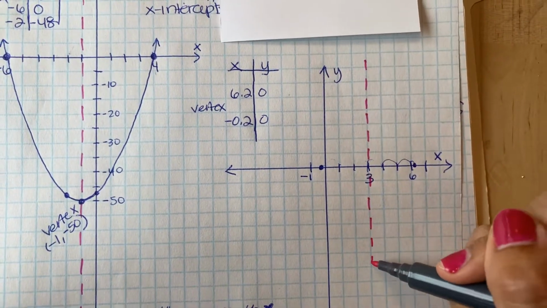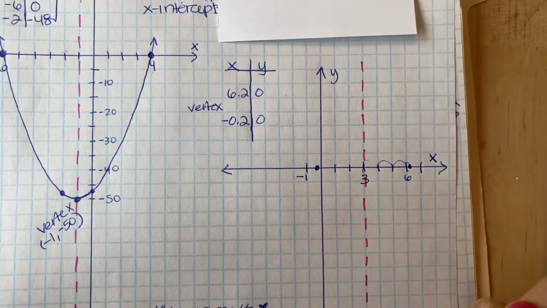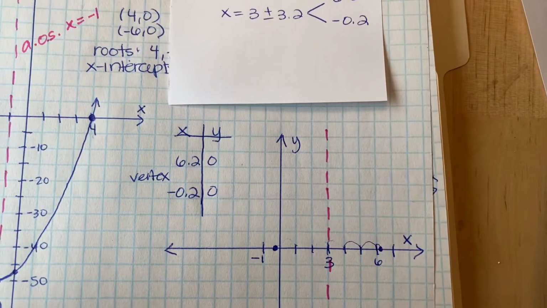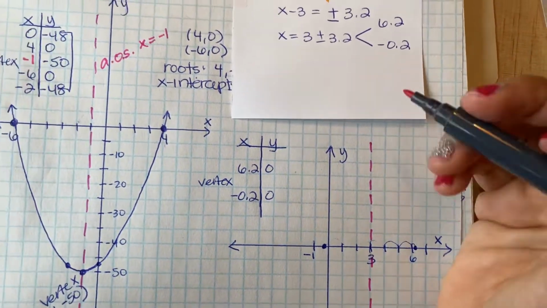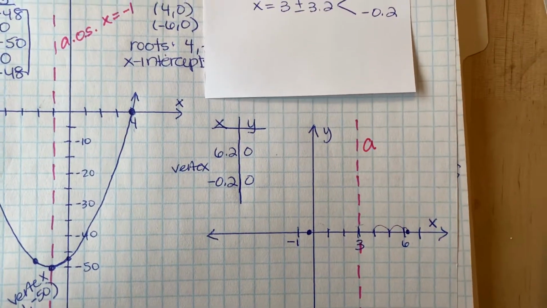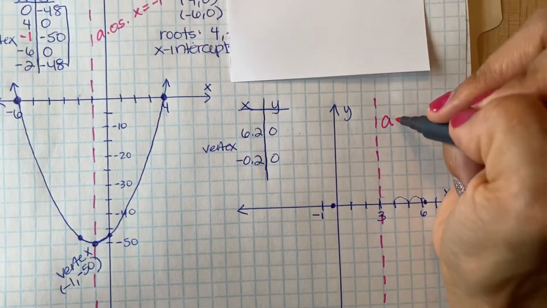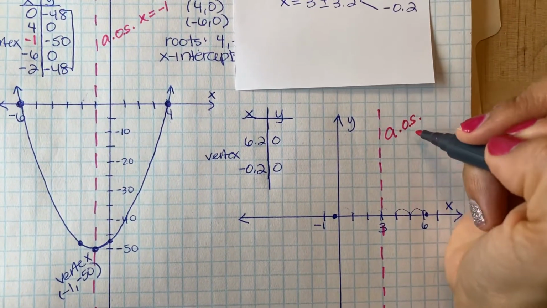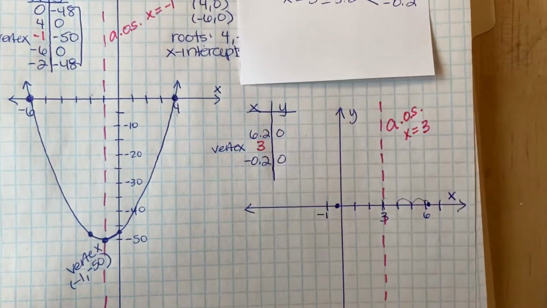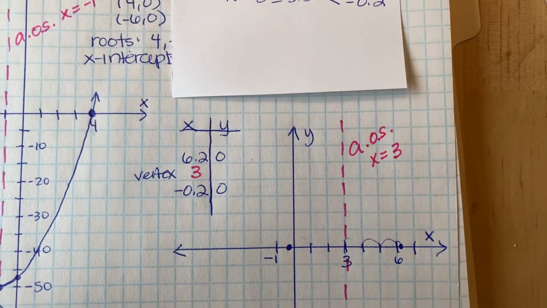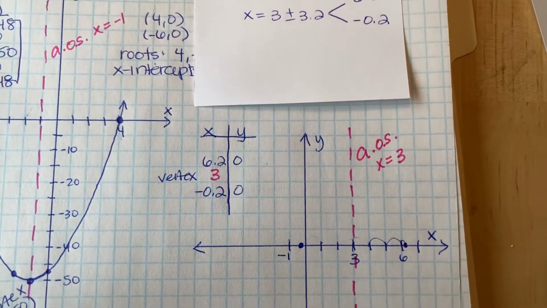It is 3.2 units away from my 2 roots. Okay, so, oops, the top was rolling off. All right, so axis of symmetry is x is equal to 3. All right, so my vertex here, my x component is 3. I need to find my y component.